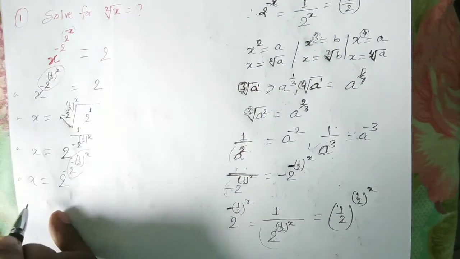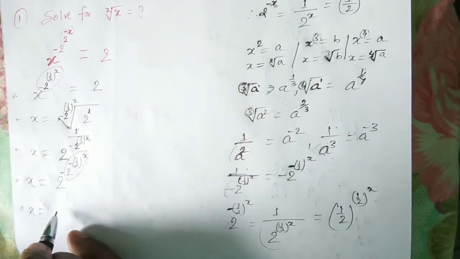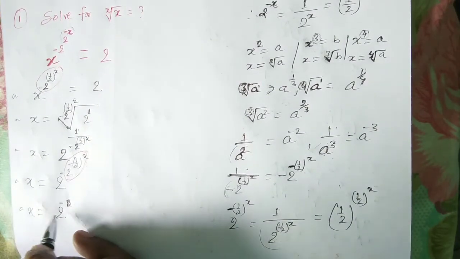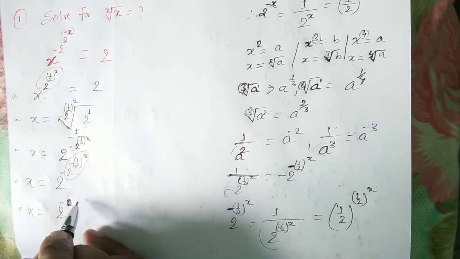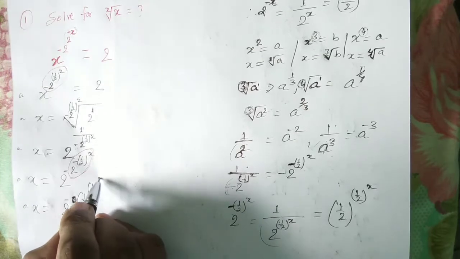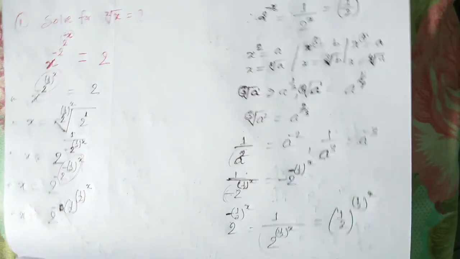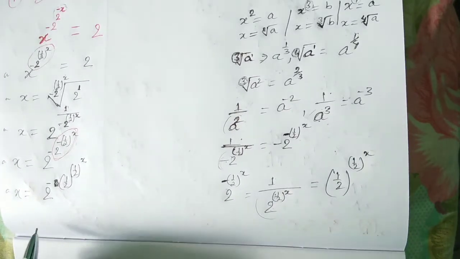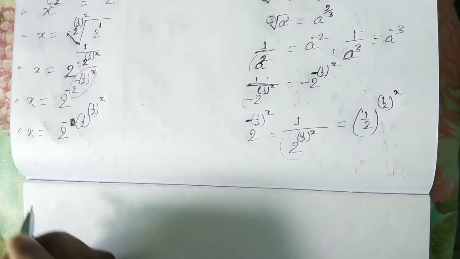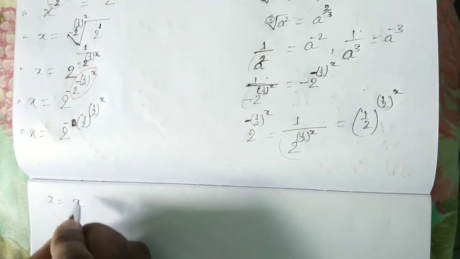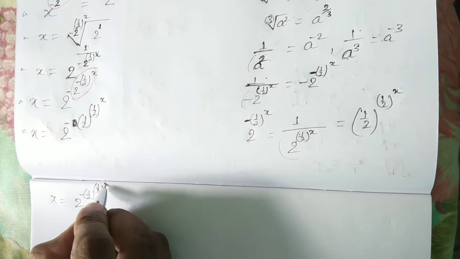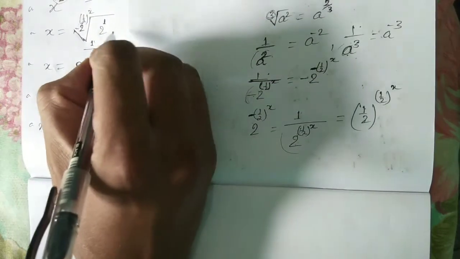So in this way we can write here that x is equal to 2 to the power minus 1 by 2 whole to the power 1 by 2 whole to the power x. So we have here x is equal to 2 power minus 1 by 2 power 1 by 2 power whole power x is equal to 2.